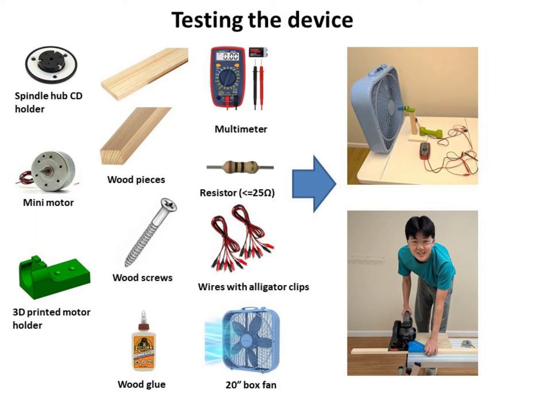Finally, you definitely want to test your device. To build a test stand, you will need to buy several items and do some easy carpentry work. I think a high schooler should be able to do it, and I built the testing stand by myself. All the items except the motor holder can be easily found on Amazon and Home Depot. And in the bottom right, that is me ready to cut wood using a circular saw.